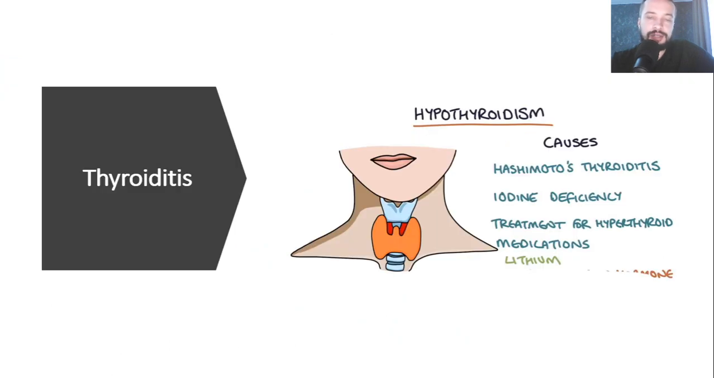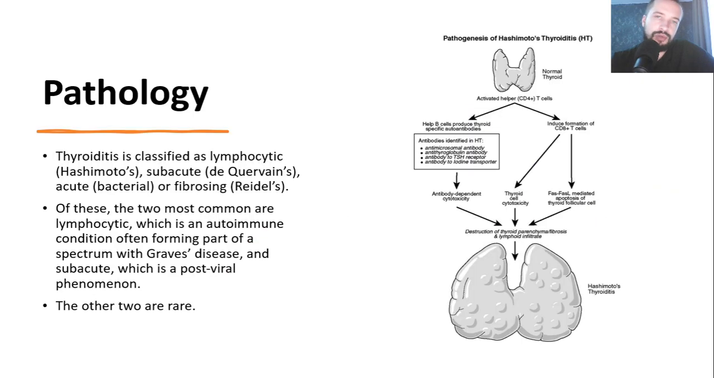Thyroiditis, the next syndrome I want to tell you about today, is classified as lymphocytic (Hashimoto's), subacute (de Quervain's), and acute bacterial or fibrosing (Riedel's). Of these, the two most common are lymphocytic, which is an autoimmune condition often forming part of a spectrum with Graves' disease, and subacute, which is a post-viral phenomenon. The other two are rare.